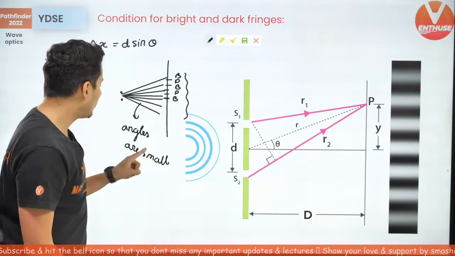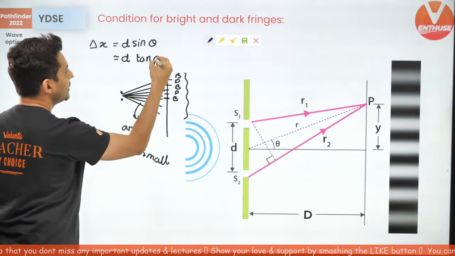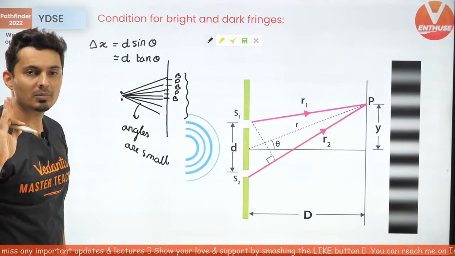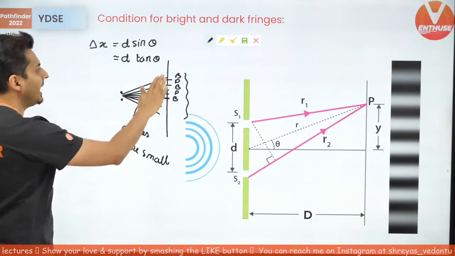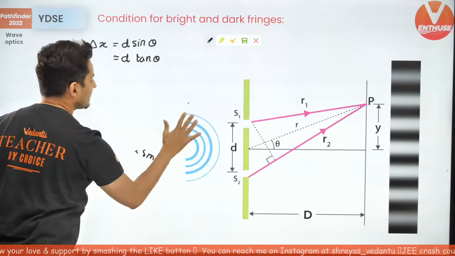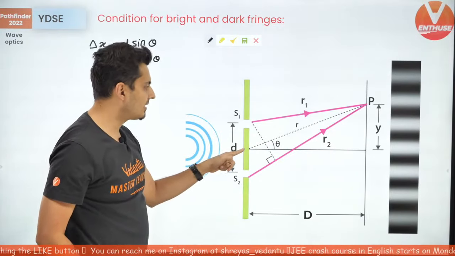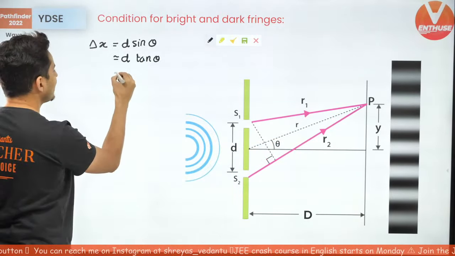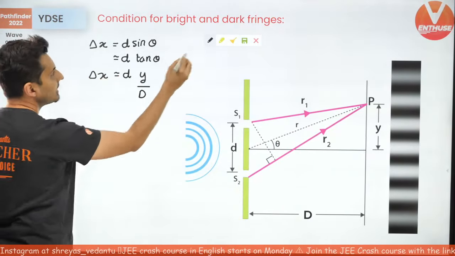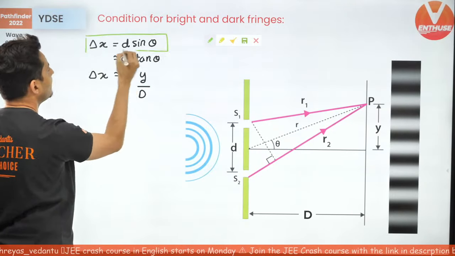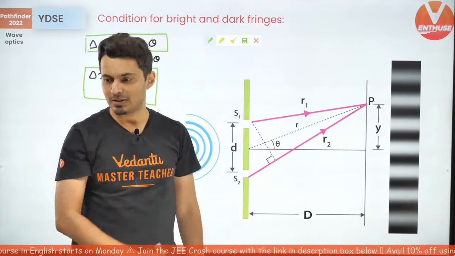So the angles are small. And when angles are small, what happens? Sine theta approximately becomes tan theta. Do you remember this? This is a trigonometric substitution approximation: tan theta, sine theta, theta, all of them become equal. So what is tan of theta? Opposite by adjacent in this big triangle, which becomes dy by D. So delta x can be written as small d sine theta, and also as dy by D. Both of these are equivalent.